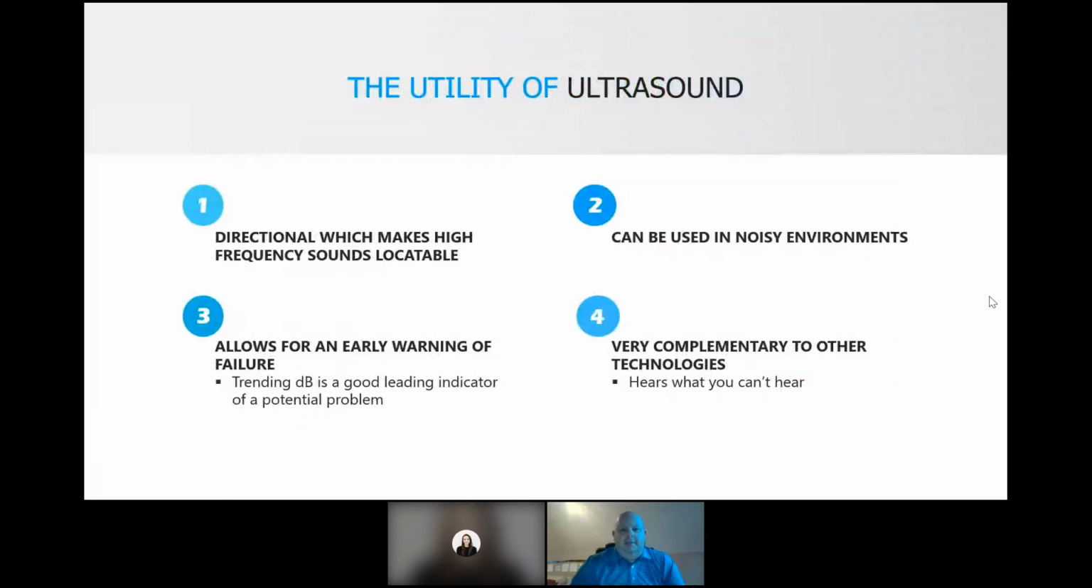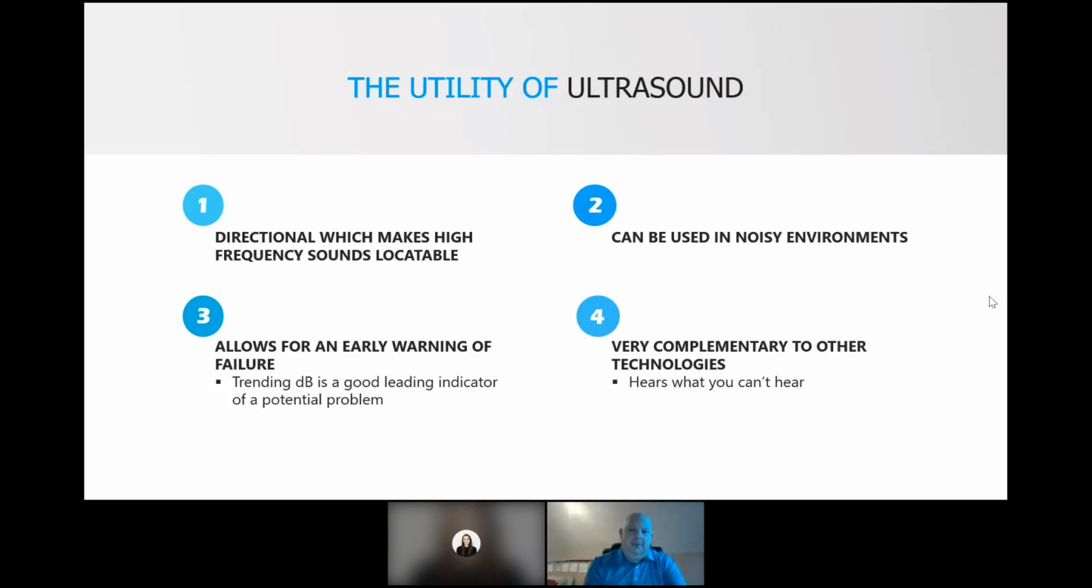So we think about the utility of ultrasound. Since we're only listening for high frequency sound, it is very low energy. That means it's not going to travel very far from its source. So we're easily able to pinpoint and locate the source of the sound, whether that be an air leak in a large compressor room, or a machine that has several bearings within pretty close proximity of each other. Whichever one we make contact with, the one that has the highest decibel level reading, more than likely that's going to be our problem.